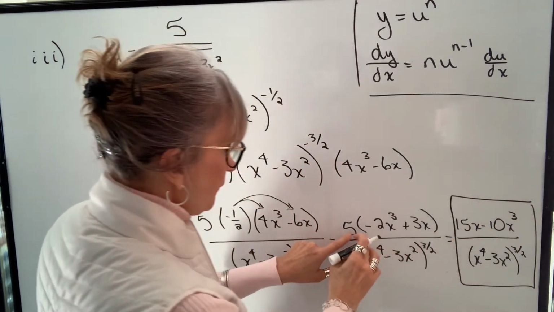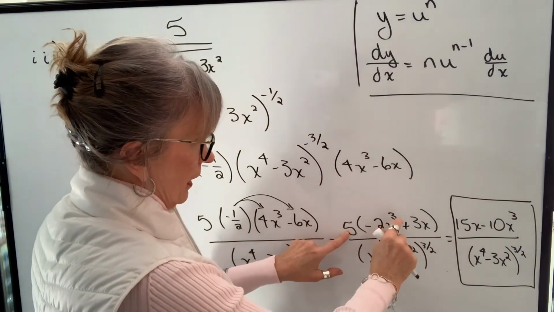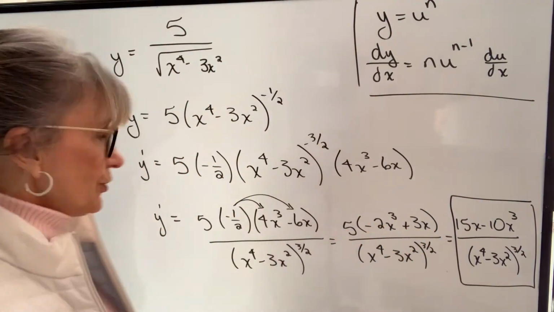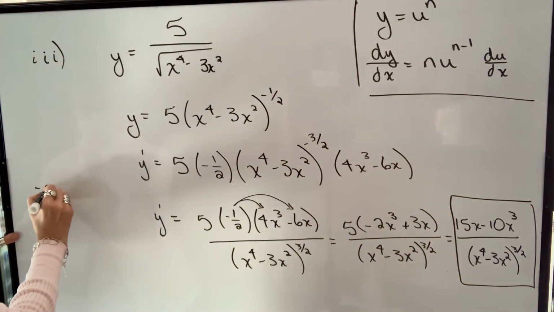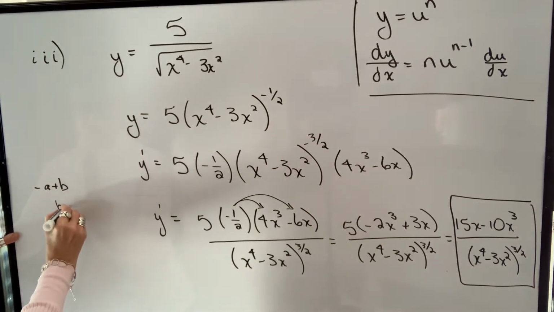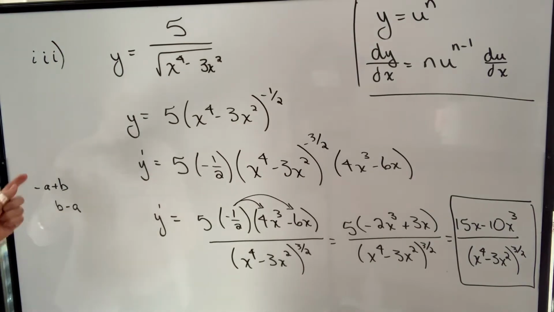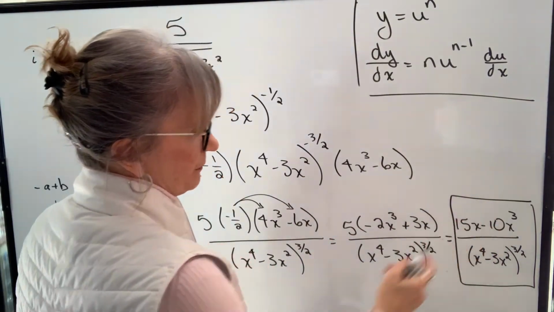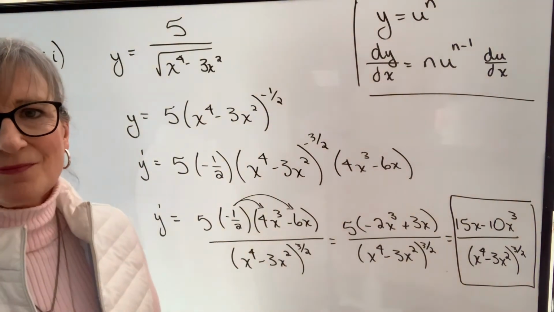We could have left the 5 factored out. I like to change the order of the terms when you have that situation, because if you have negative a plus b, that looks a little more cumbersome than b minus a. I prefer that. So this would be correct. This would be, in my mind, a little bit simpler.